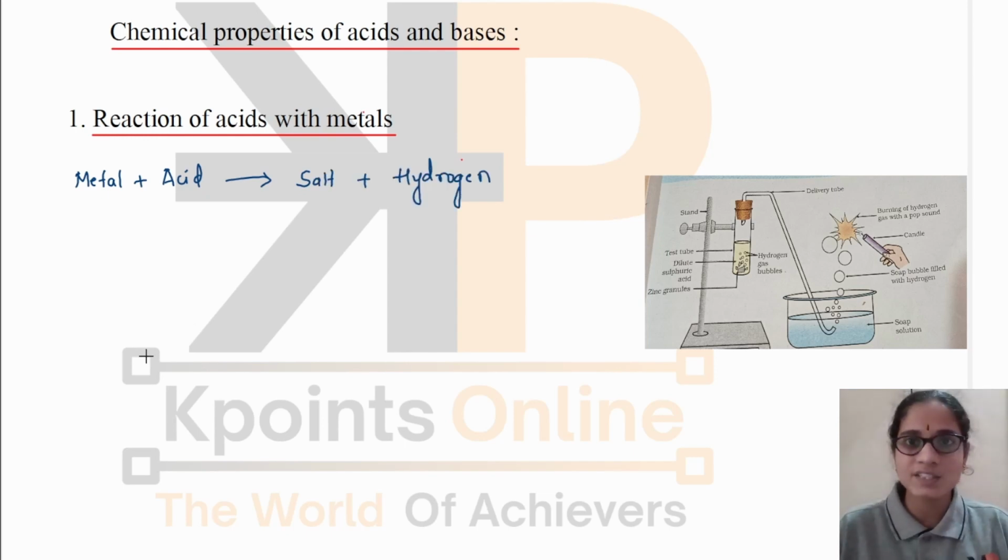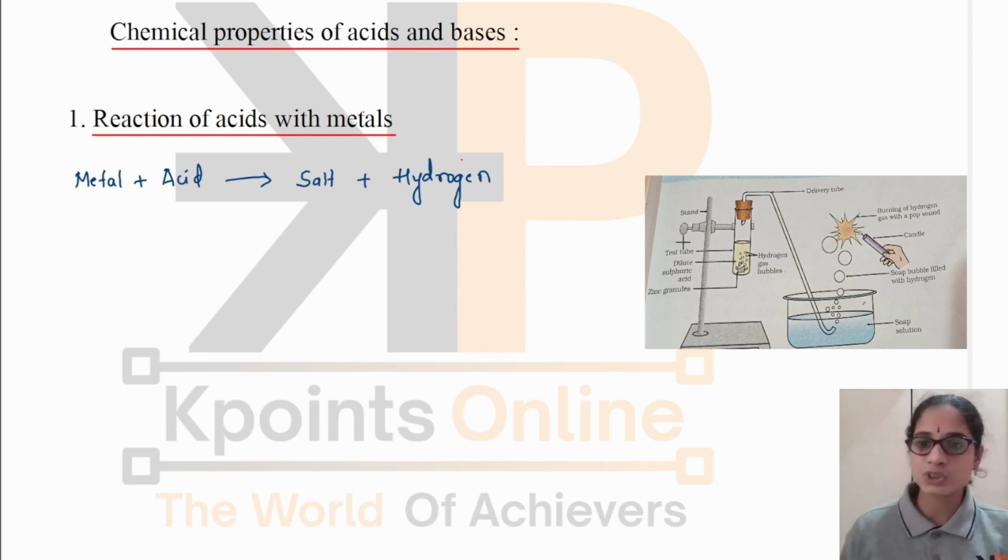Let us see this reaction with the help of an activity. See this picture, you can see the test tube here. Take a test tube and add 5 ml of dilute sulfuric acid to it. We are going to study the reaction of acid with metals, so we have taken dilute sulfuric acid in this test tube. Then add zinc granules to it. Zinc is a metal.